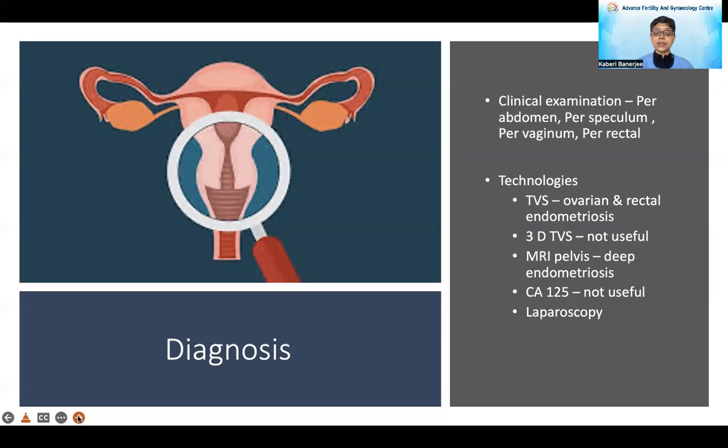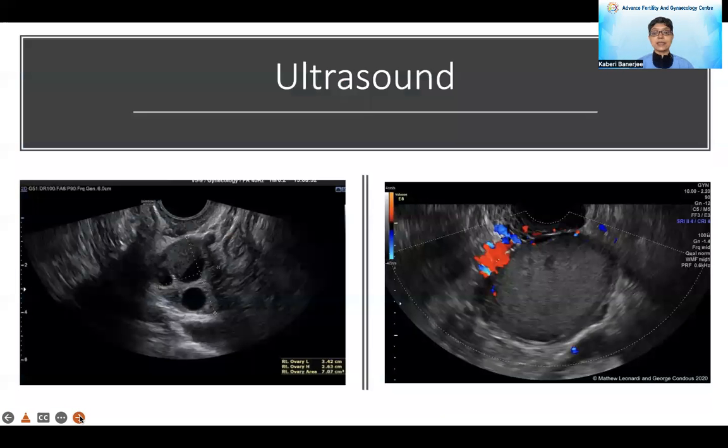Sometimes endometriosis is associated with adenomyosis, where the blood, instead of going outside, goes back into the muscle of the uterus. And by MRI, we are able to pick that up. Blood tests, etc., do not help much in the diagnosis of endometriosis. So endometriosis usually presents as a cyst, and these cysts can be diagnosed by ultrasound.